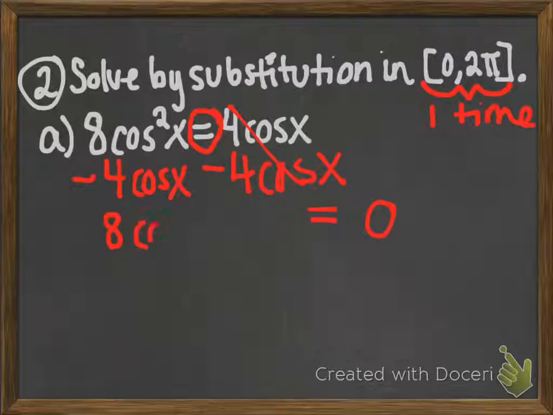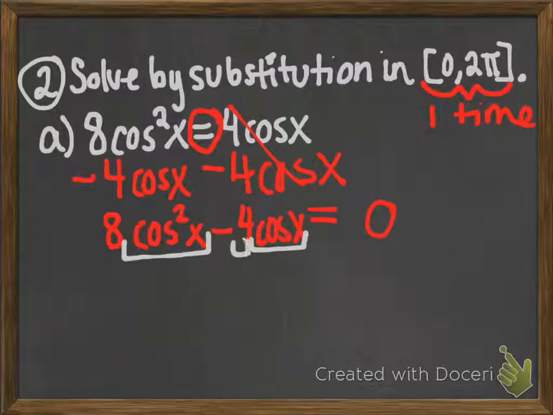And these are not like terms, you guys. Be really careful. One of them is cosine squared and the other is just a cosine. So all I'm going to do is write them next to each other, but then hopefully you see that you have a cosine in both of them, as well as 4 and 8. Both of those can divide by 4, and then cosine x can come out of both.